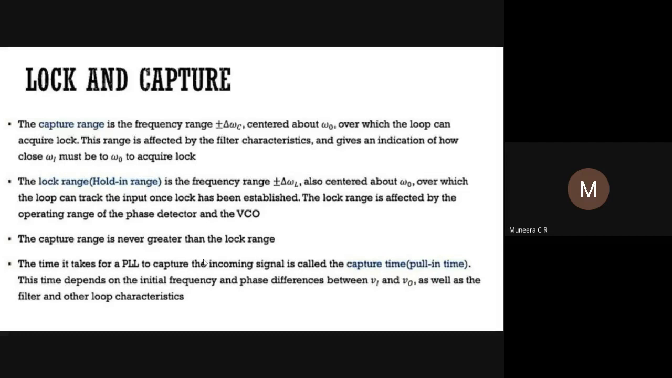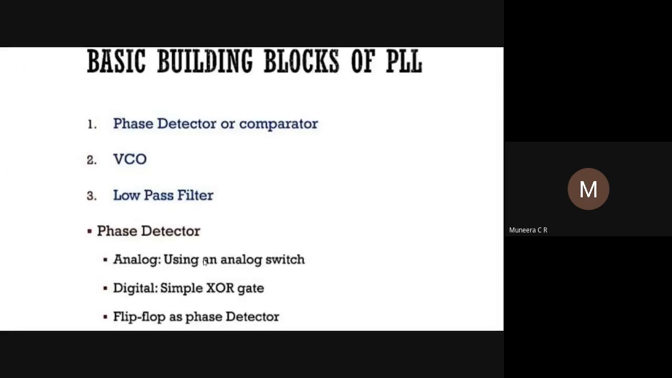Some time is taken for the PLL to capture the incoming signal. That time is called the capture time or pull-in time. This time depends on the initial frequency and phase difference, as well as the filter and other loop characteristics. So these are the basic building blocks of a PLL: phase detector or comparator, VCO, low pass filter, and an error amplifier. It's better to draw that also.